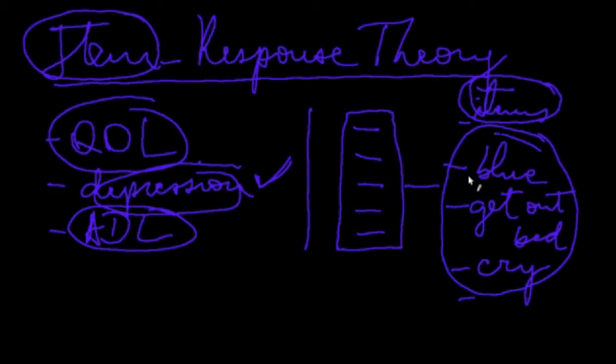Now, none of them in isolation can measure depression, but the idea is that the combination among them can actually do that. What item response theory does is take each one of these questions separately, and try to measure their relationship with the construct that you're trying to measure.